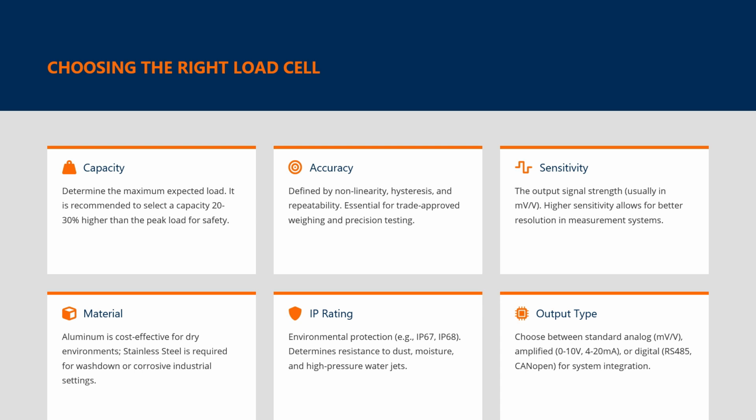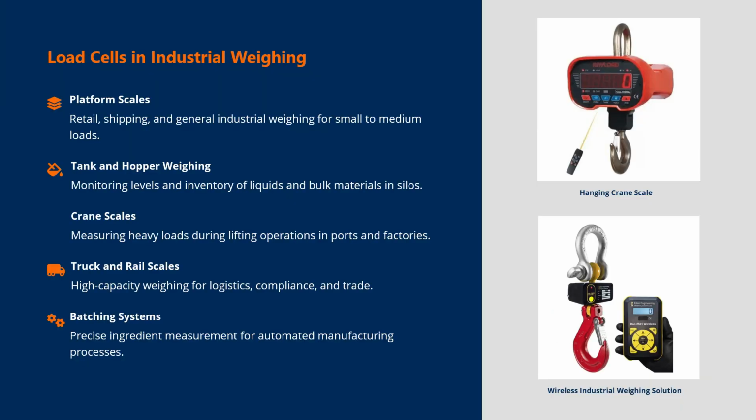Industrial applications of load cells. Load cells are used in many industrial applications. In platform weighing systems, load cells measure the weight of goods in retail and logistics operations. In tank and hopper weighing systems, load cells monitor the quantity of liquids or bulk materials stored in industrial containers. In crane scales, load cells measure heavy loads during lifting operations in construction sites and ports. They are also used in truck and railway weighing systems, which are important for transportation and regulatory compliance. In automated manufacturing systems, load cells enable precise ingredient measurement in batching and mixing processes.